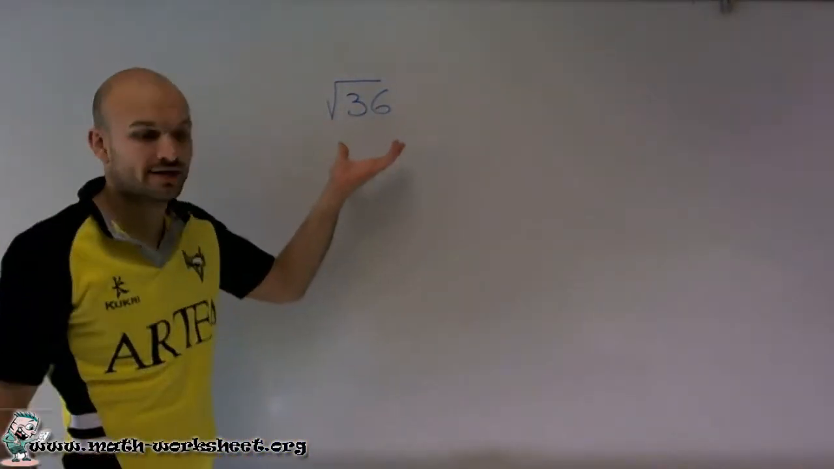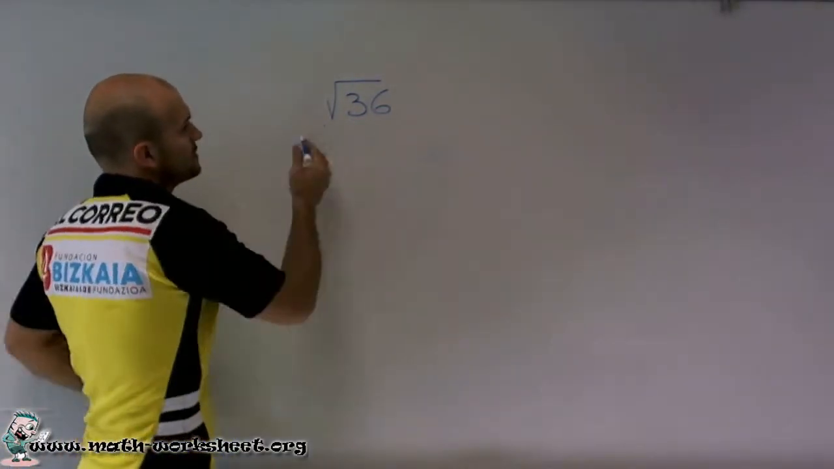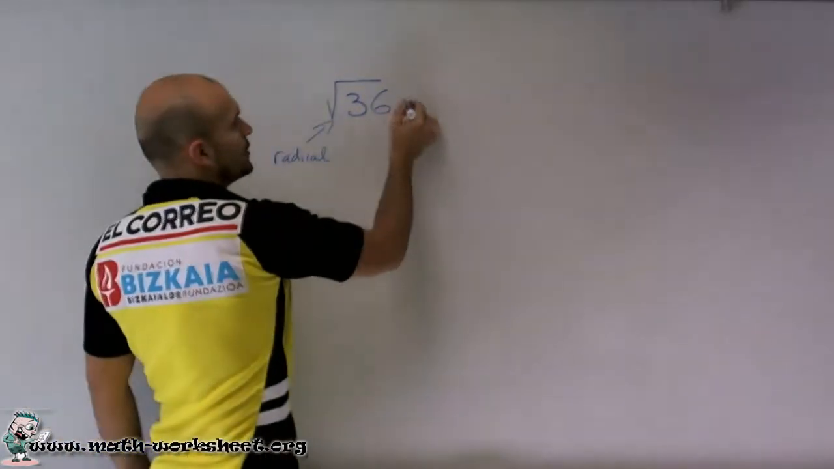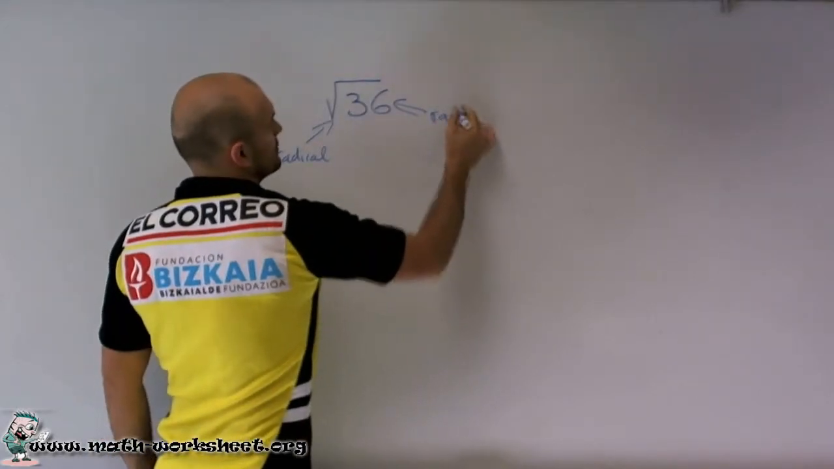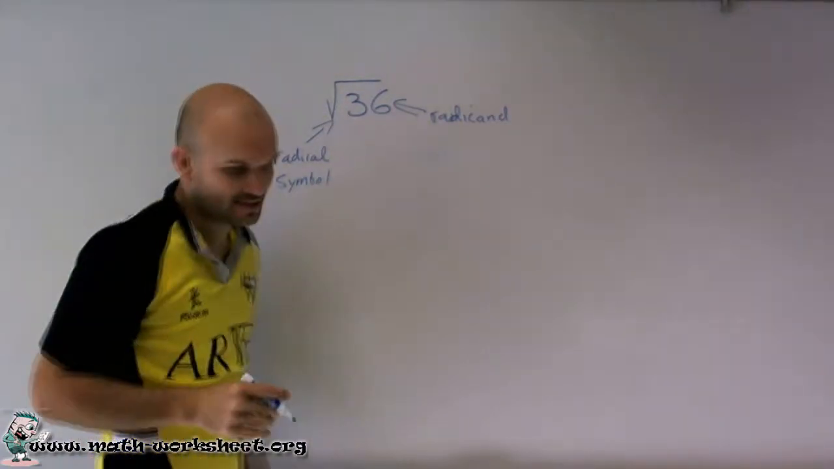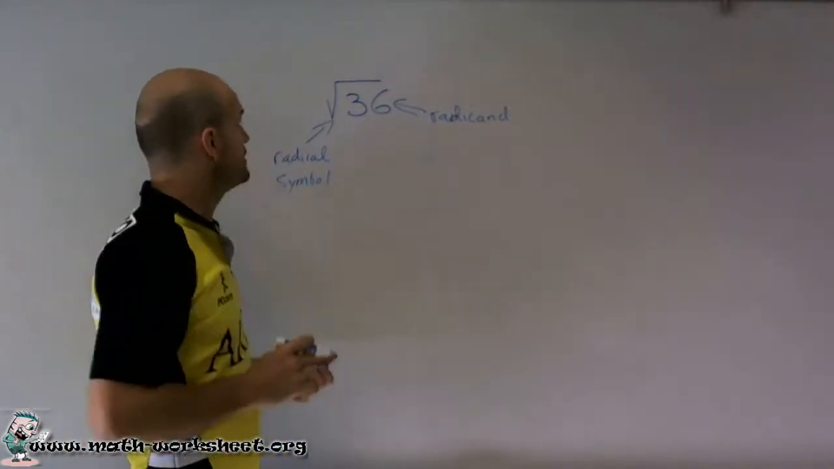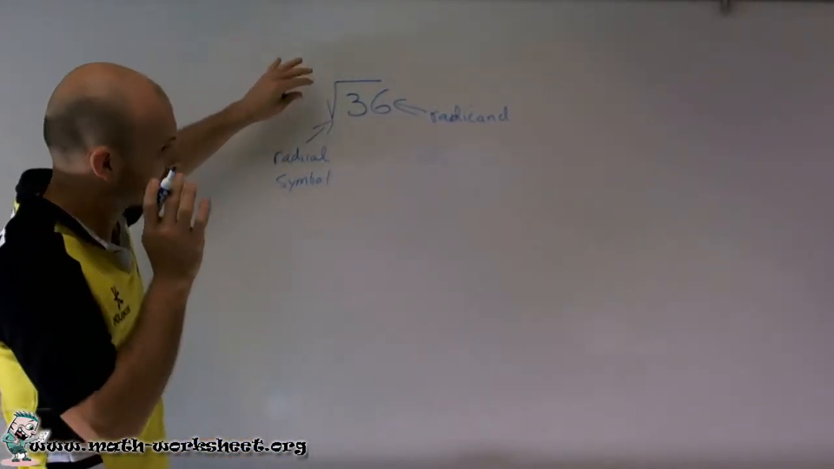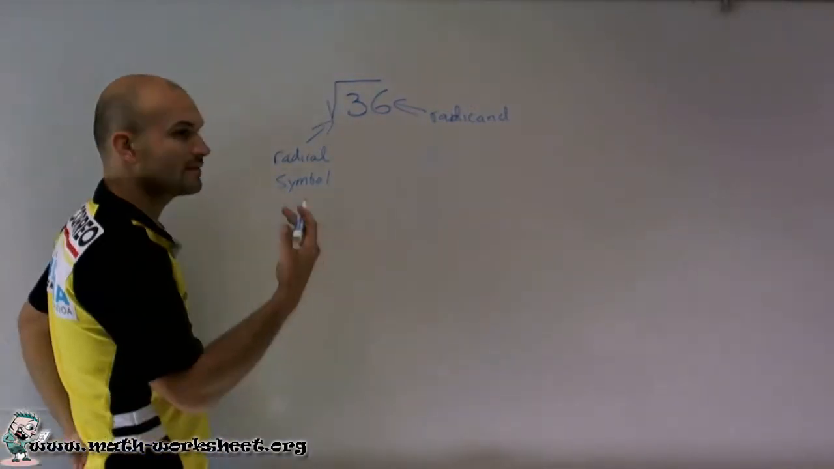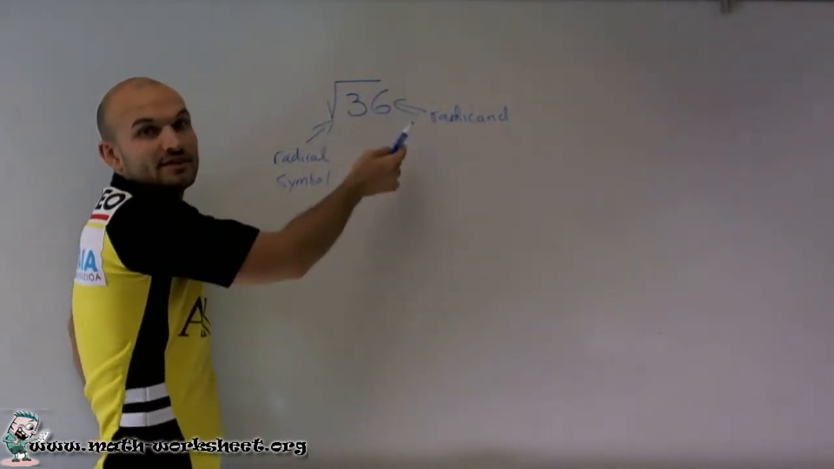Well, this is what we call a square root or a radical, where we have, here's what we call the radical symbol, and here's what we call the radicand. All right, so it's important for us to understand what the radical symbol means and what the radicand really represents. So what this radical symbol means is how many times am I going to have to multiply a factor of the radicand by itself to get the radicand.